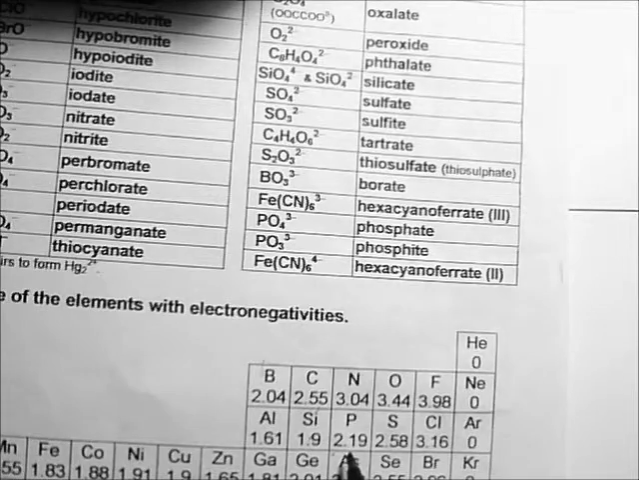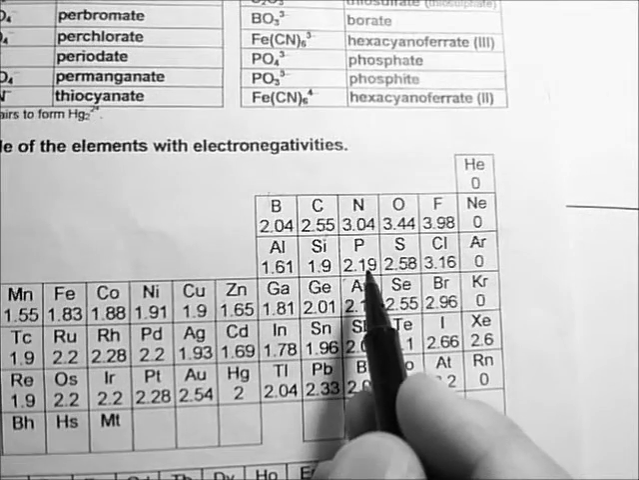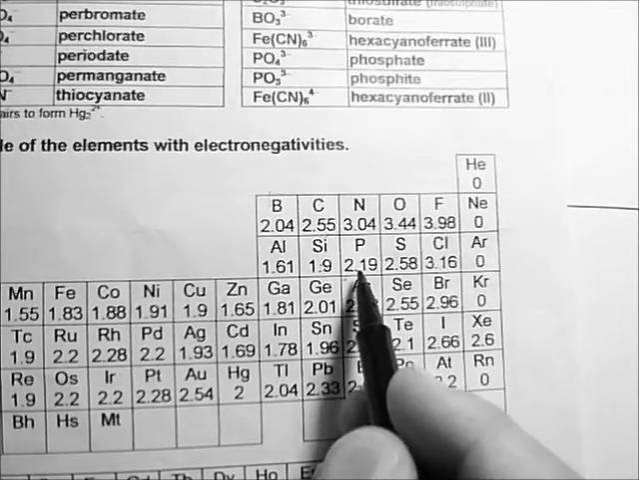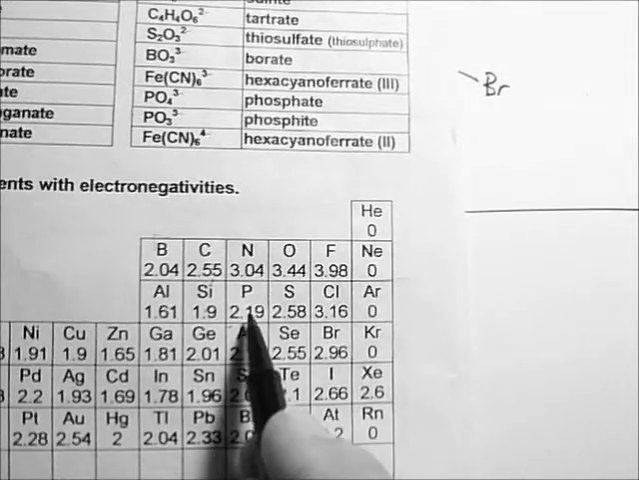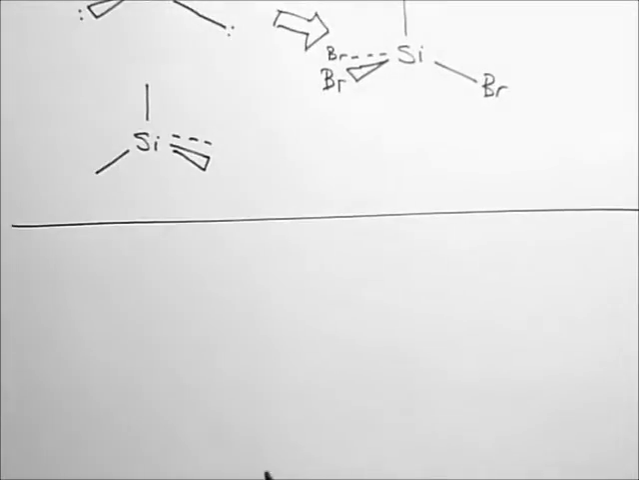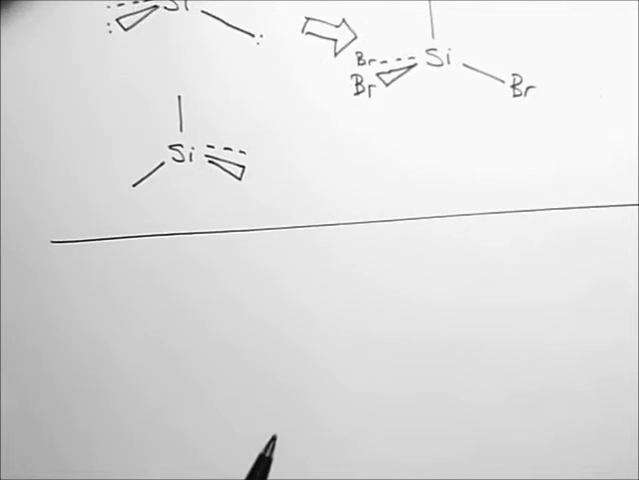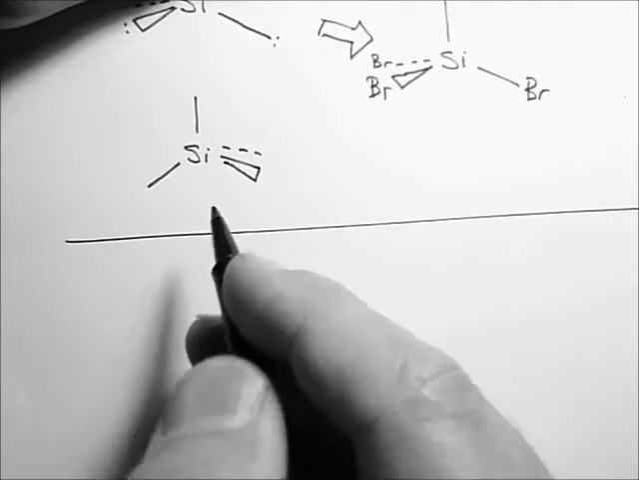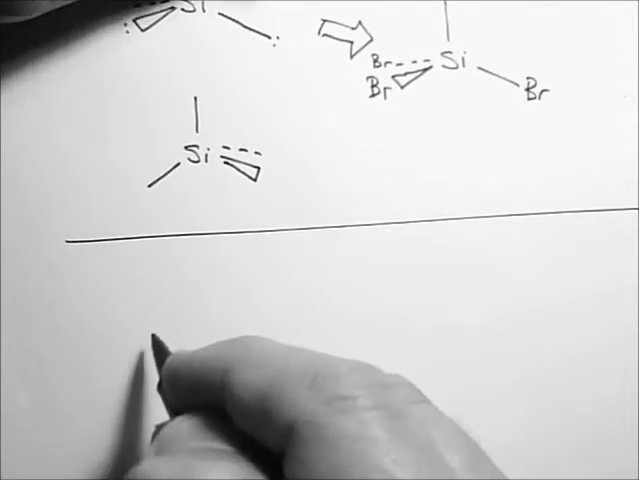And let's look at the element right next to silicon. Let's look at phosphorus. Okay, there's phosphorus right there. And let's build a molecule with bromine and phosphorus now. Okay, bromine and phosphorus. Let me start this up here first.